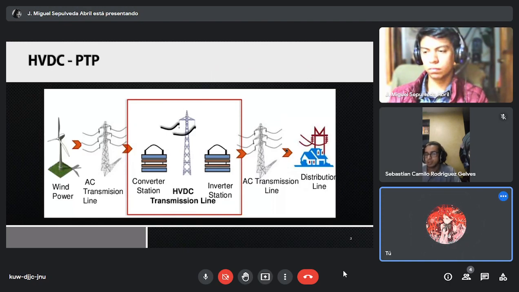It starts with wind power, used with a transmission line to come to a converter station, then an HVDC transmission line and an inverter station, then an HV transmission line again, and finally the distribution line in the town.